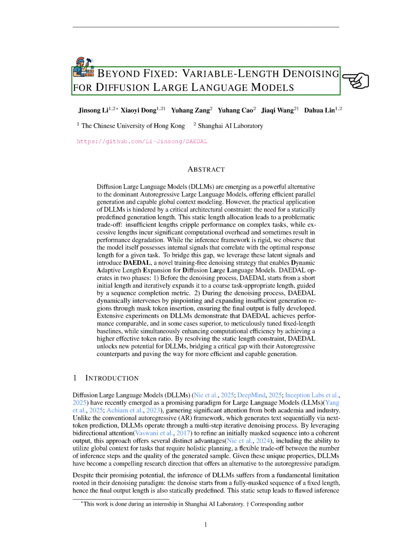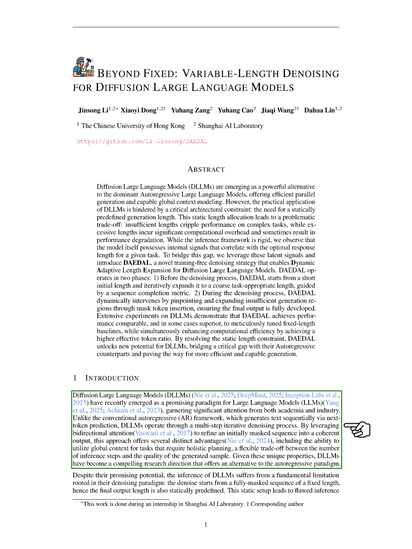Section: Introduction. In this section, we introduce Diffusion Large Language Models, DLLMs, which have recently gained attention in both academia and industry as a new approach to large language models, LLMs. Unlike traditional autoregressive models that generate text one token at a time, DLLMs use a multi-step process to refine a masked sequence into a complete output. This method allows us to consider the entire context, making it suitable for tasks that require comprehensive planning, and it offers flexibility in balancing the number of steps taken and the quality of the output.